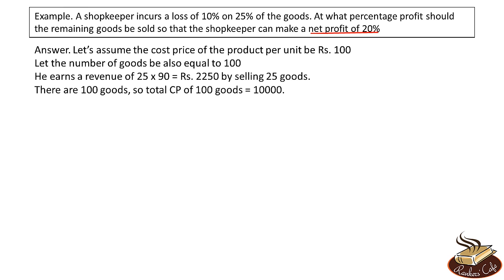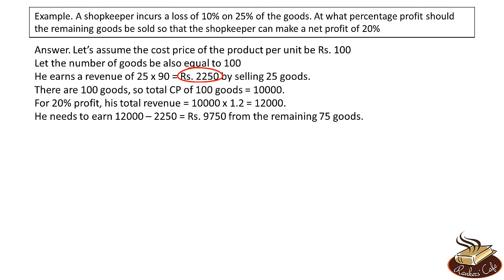He earns a net revenue of 20%, which means his total revenue is 10,000 into 1.2, which is equal to rupees 12,000. Now he has already earned rupees 2250 from the first 25 goods. So from the next 75 goods, he needs to earn rupees 12,000 minus 2250, which is equal to rupees 9750. This 9750 has to be earned from the remaining 75 goods.